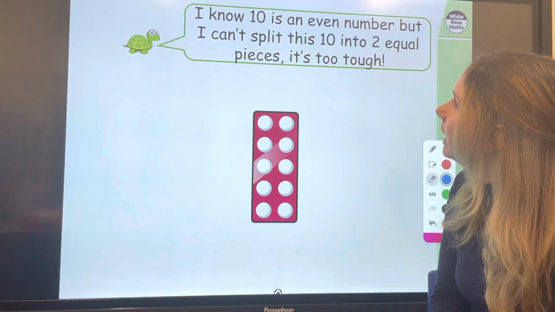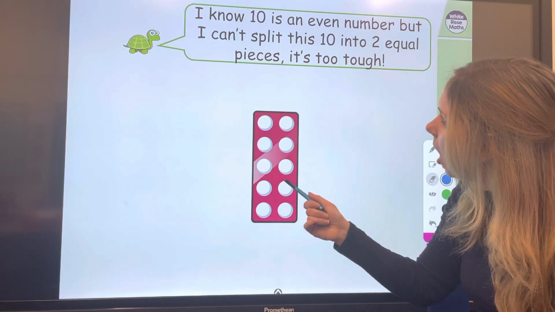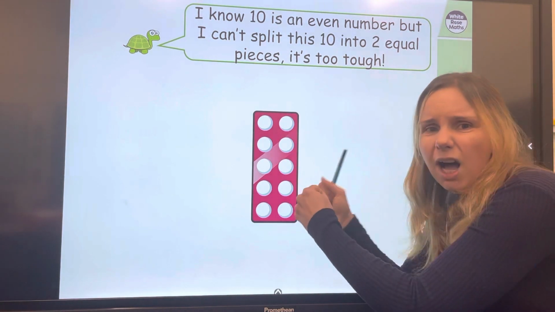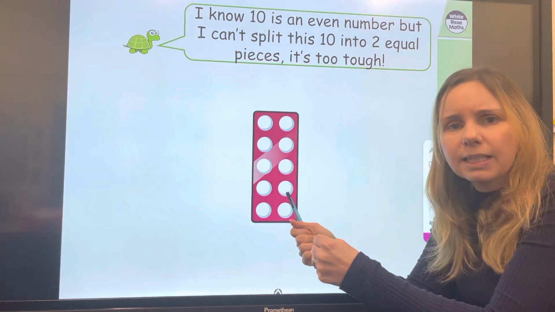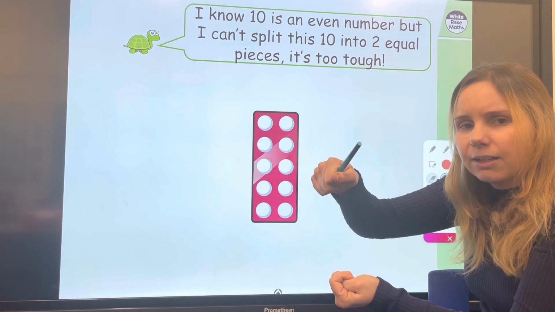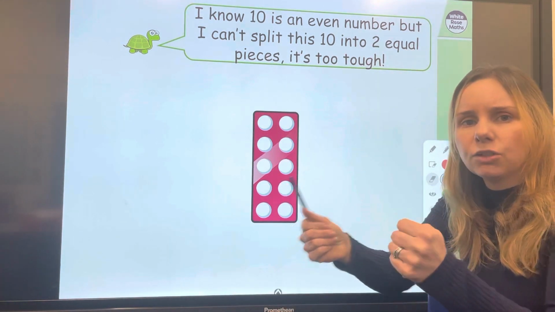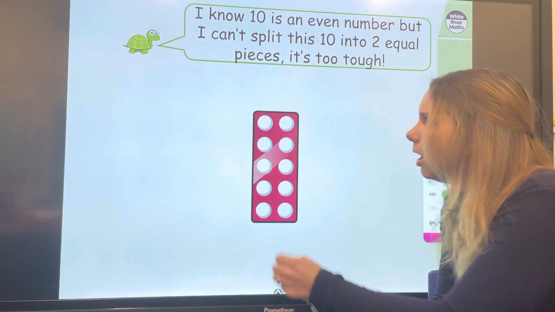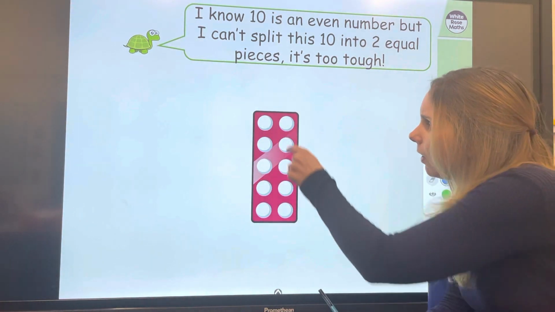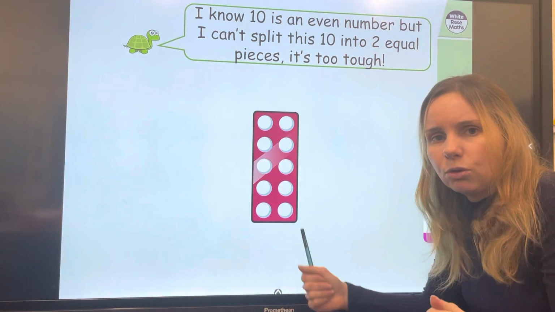Now I know 10 is an even number, but I can't split this 10 into 2 pieces. It's too hard. It's just one lump of plastic. So just because it's made of plastic, and we can't snap it, doesn't mean it becomes odd. We have to look at a way of being able to put it into 2 groups.